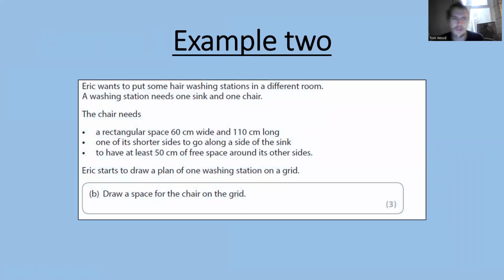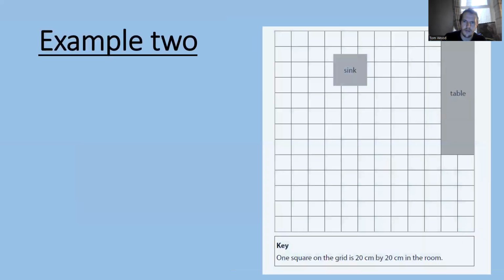We've got another example here then. Eric wants to put some hair washing stations in a different room. A washing station needs one sink and one chair. The chair needs a rectangular space 60 centimeters by 110 centimeters, with one of its shorter sides going along a side of the sink, and to have at least 50 centimeters of free space around its other sides. Again, it's the exact same type of question. It's just using slightly different rules and slightly different measurements.